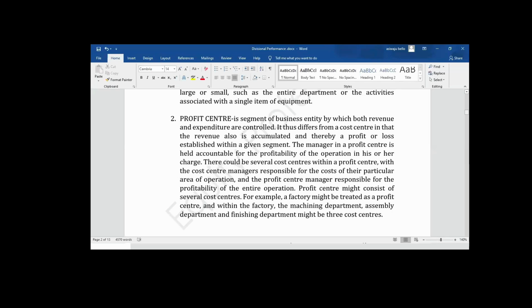Please note, a division can be a profit center. If you look at Dangote Cement, it can incur cost and it can generate revenue. Hence, Dangote Cement is a profit center. If you look at Dangote Salt, it can generate revenue. It can also incur cost. Hence, Dangote Salt is a profit center.